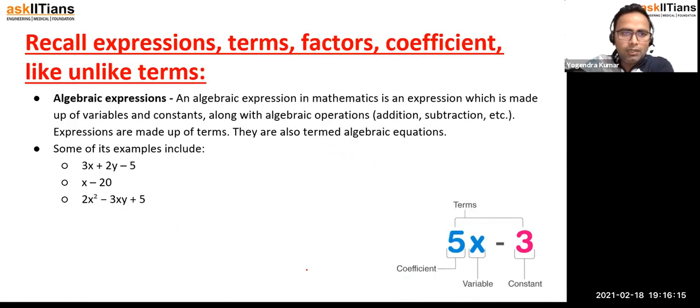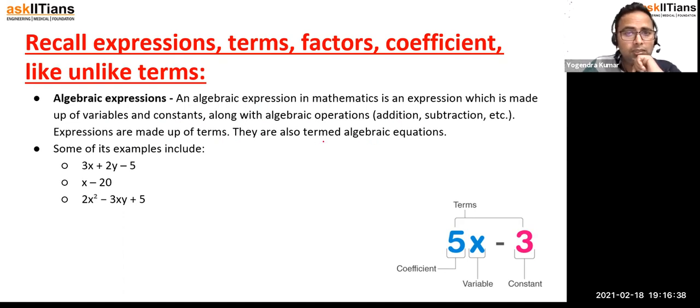If you want, I'll write it. Let's understand this. I'll take the example again. Now recall expressions, terms, factors. We are continuing with algebraic expressions. An algebraic expression in mathematics is an expression made up of variables and constants along with algebraic operations, addition, subtraction, right? Expressions are made up of terms.